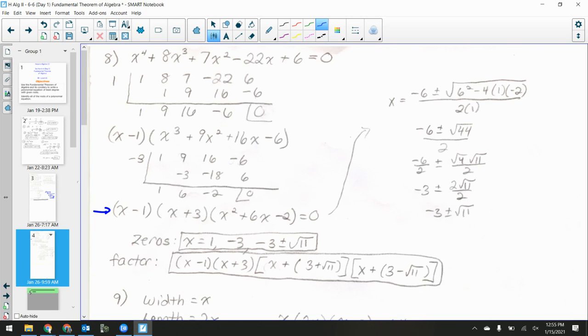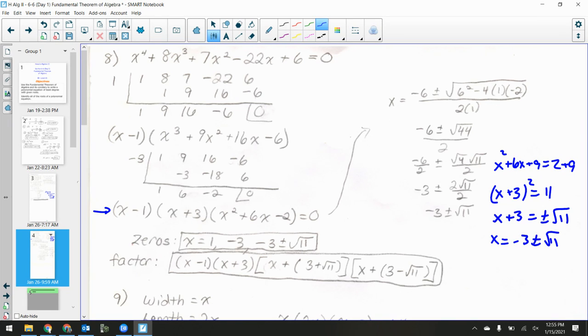Or if you wanted to do completing the square, x squared plus 6x, let's move the 2 over. So I'm going to add 9 to both sides. So x plus 3 squared is equal to 11. So plus or minus radical 11, -3 plus or minus radical 11.